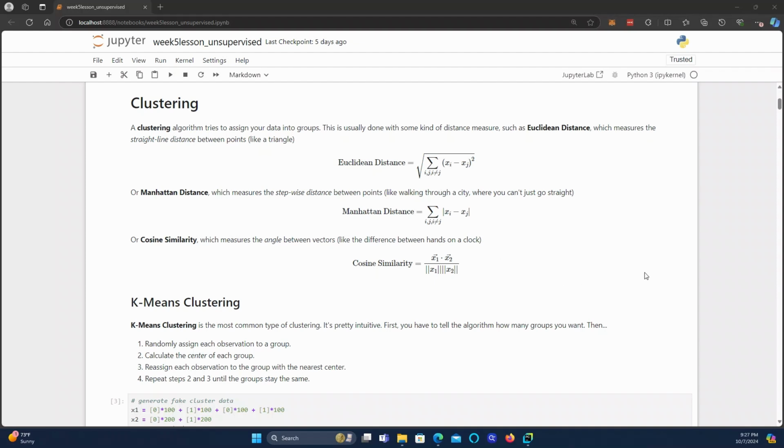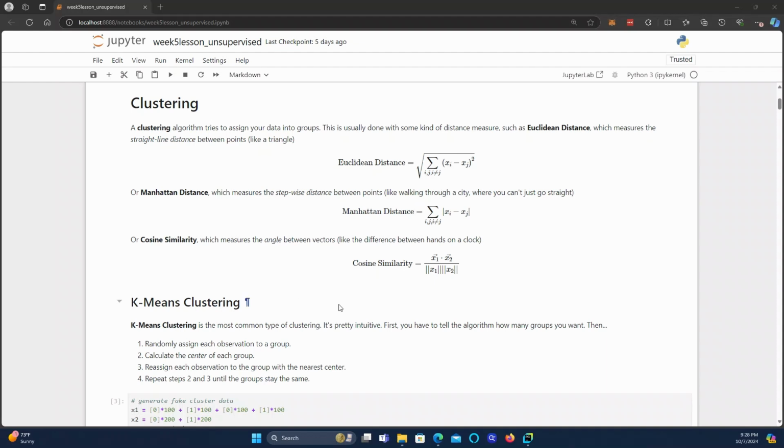Next is the Manhattan distance, which measures the stepwise distance between points. It's called the Manhattan distance because it's kind of like walking through a city where you can't go straight. You've got to go up a block and over a block, and up a block and over a block, and up a block and over a block. But when you're calculating it, it's just the sum of the absolute value of the difference between each point. Sum of the absolute values.